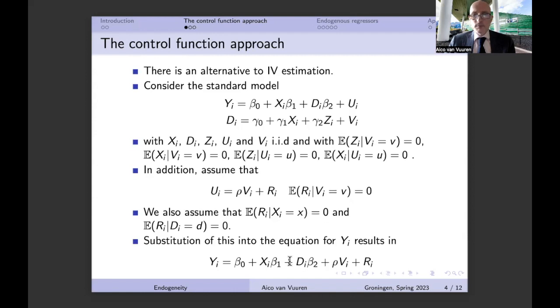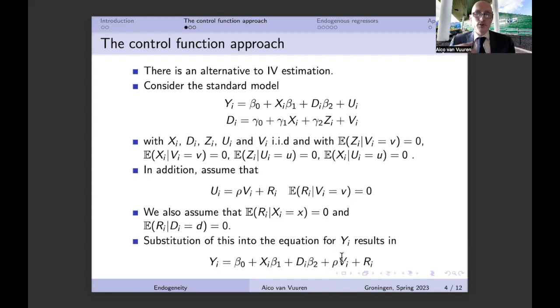However, there is one practical problem with this regression equation, and that is that we can actually not run it. The reason is that vi is by definition unobserved. It's the unobserved part in this second regression equation that we have over here. So therefore we can actually not run a regression of yi on xi and di as well as vi.